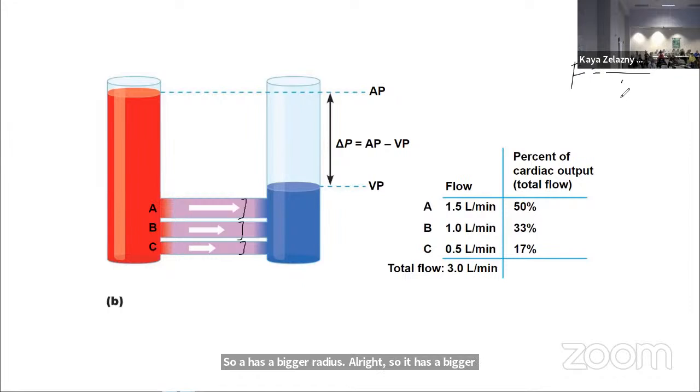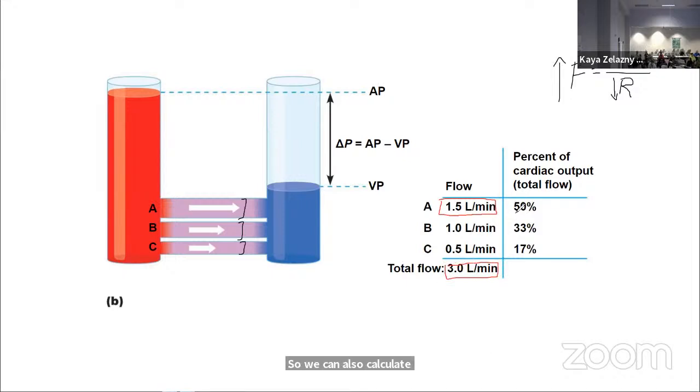That's a P, that's an R, okay? So bigger radius, littler resistance, dividing by a smaller number means we have greater flow. And we can see in the chart on the side that that's true. So for A, we can see that we have a flow of 1.5 liters per minute, compared to 1 liter per minute for B, 0.5 liters per minute for C. And our total flow through this system is 3 liters per minute. So we can also calculate percentages, okay? So A, 1.5 liters per minute, is half. So this is 50% of our total flow.